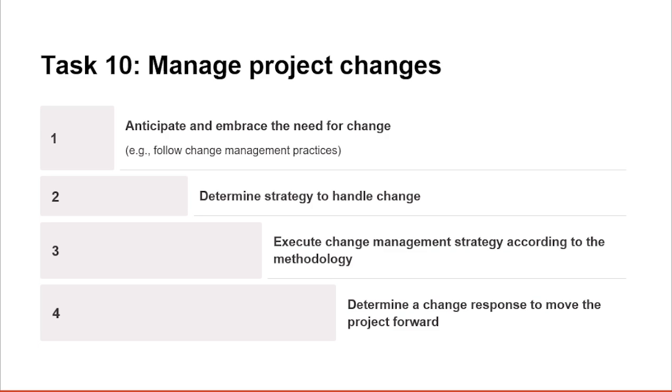The fourth and last point we have under this task is to determine a change response to move the project forward. The PMP exam may test your ability to decide how to proceed after a change is introduced. You will need to update the project plans, for example, to reallocate resources and adjust schedules, or mitigate a new risk that may be the reason for that change, while ensuring continuous progress. You may also be asked how to manage stakeholder expectations by communicating the change impact effectively. Remember, the correct answers here will demonstrate your ability to maintain project momentum while balancing flexibility and control.